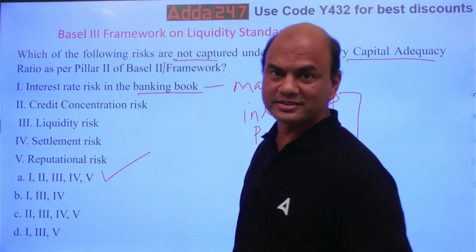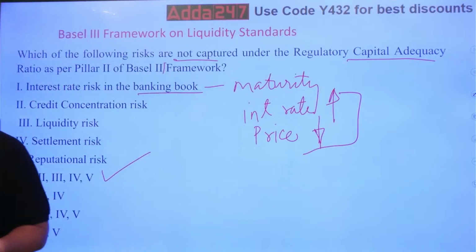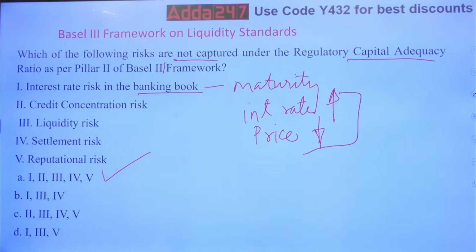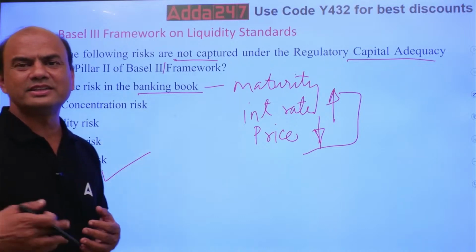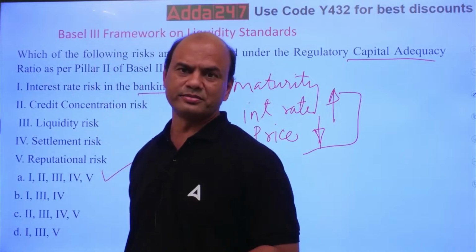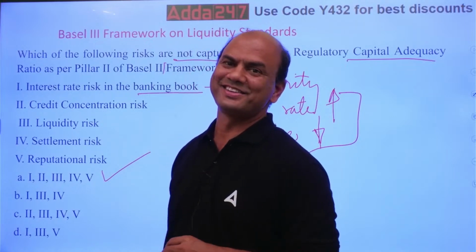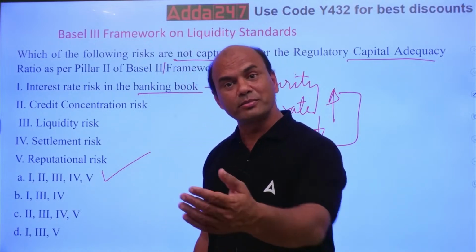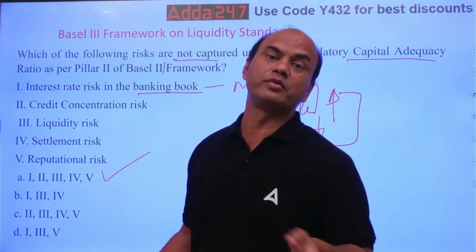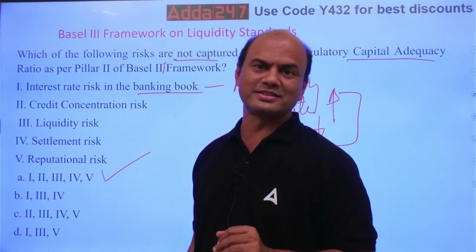What is settlement risk? Settlement risk means you perform your duty, but the other party, the second party, is not able to perform their duty. Suppose I sell vegetables to you. I give vegetables to you, but you don't give me money. Or in the second case, you give me money in advance, but I don't give you vegetables. Simple. So this is known as settlement risk.